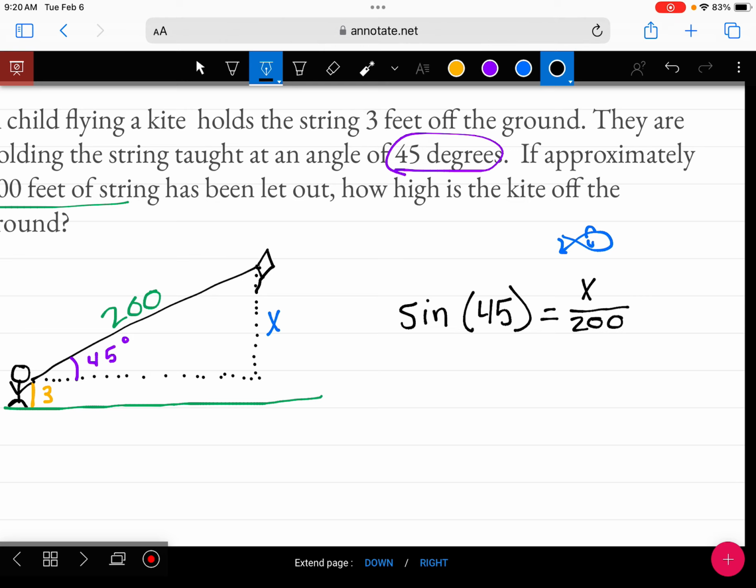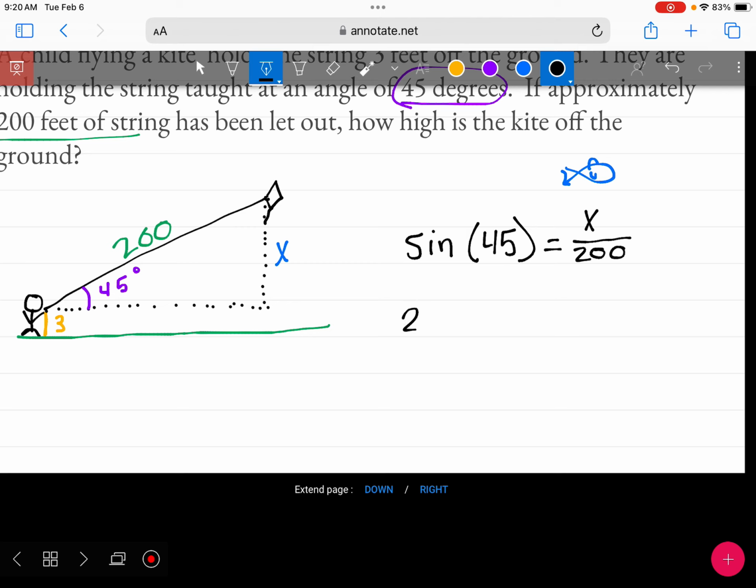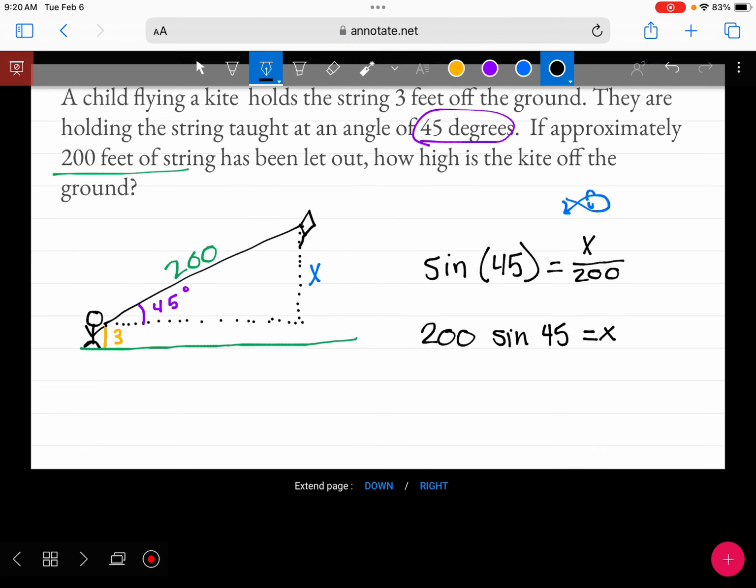So times 200 on both sides. So we have 200 times the sine of 45 equals x. Whole number. I mean, you can do tenths if you want to, but the nearest whole number is fine. We're estimating. We're getting it close. So how big is x? What is x? It's 141, right? Is that my answer? Is that how high the kite is off the ground?